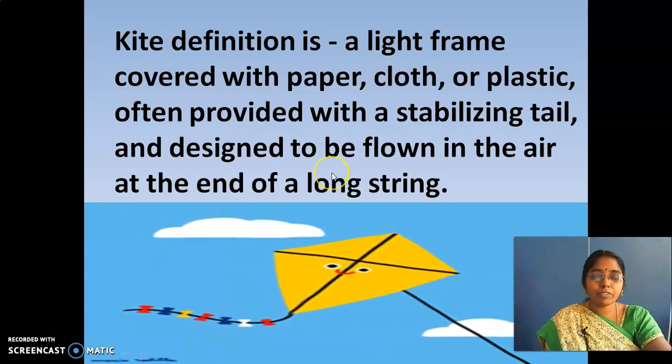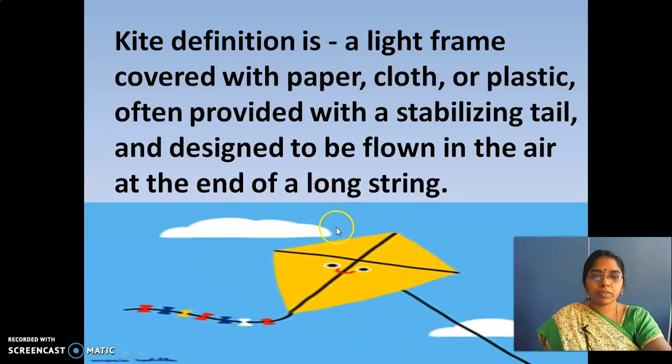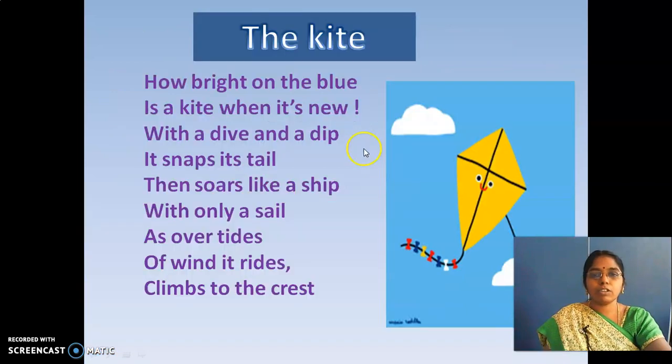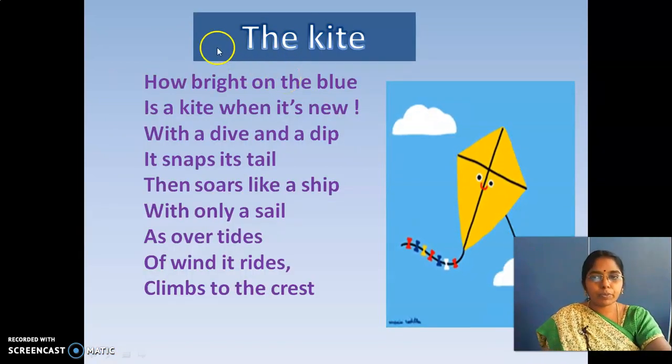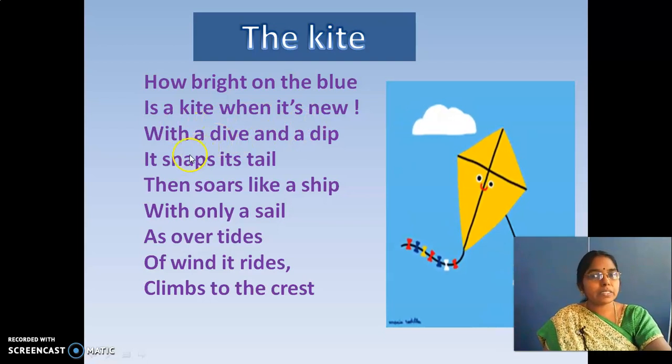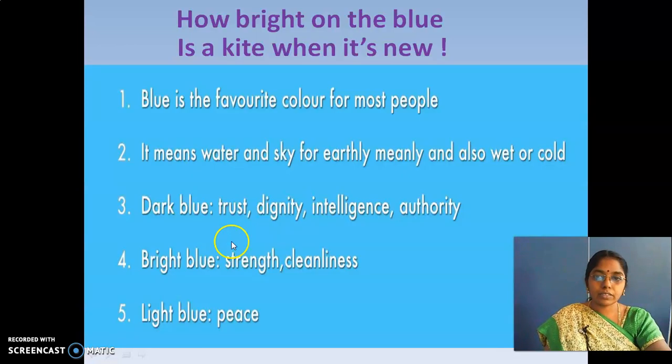Right, and designed to be flown in the air only at the end of a long string. Right, you can see the long string here. One small part of the poem is here. How bright on the blue is a kite when it's new. With a dive and a dip it snaps its tail, then soars like a ship with only a sail. As over tides of wind it rides, climbs to the crest.